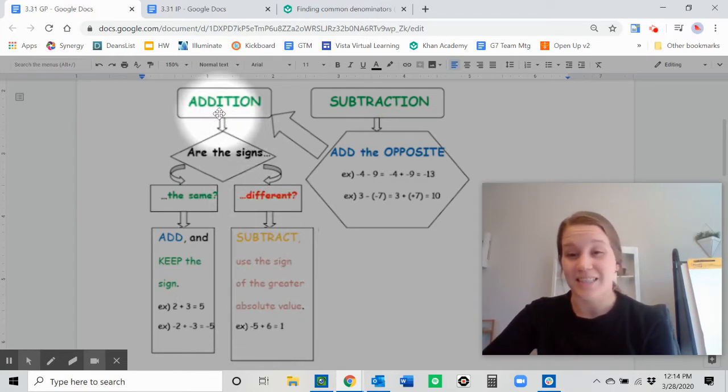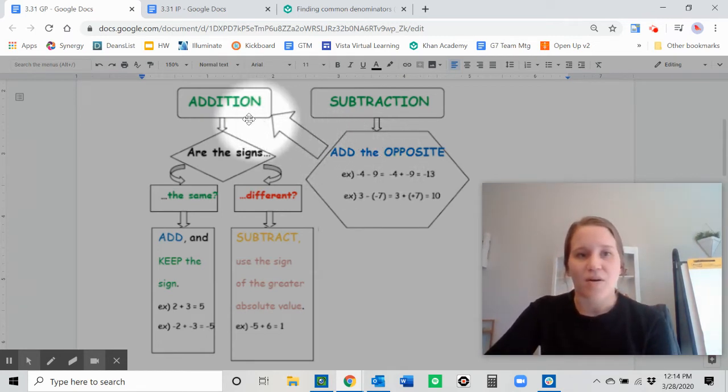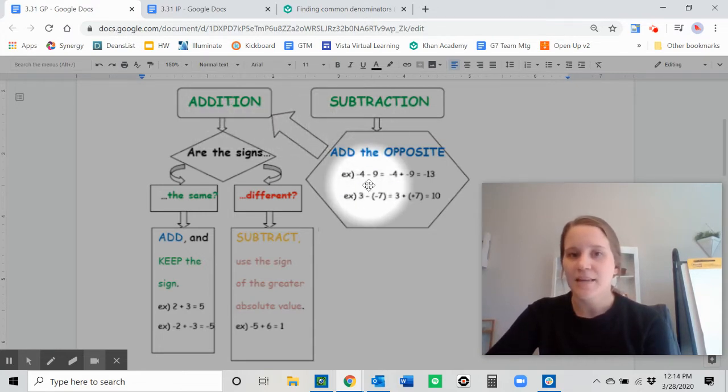Let's say I'm not doing an addition problem, let's say it's a subtraction problem. What we do in 7th grade is we change subtraction by adding the opposite. We change it to addition. That way we can follow all the rules of addition. If I see a subtraction problem like negative 4 minus 9, I'm going to change it to negative 4 plus negative 9. That's to add the opposite.